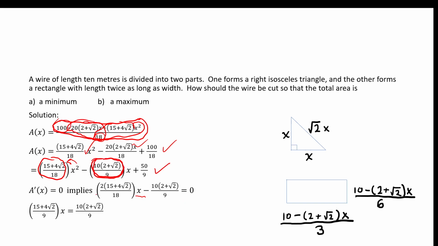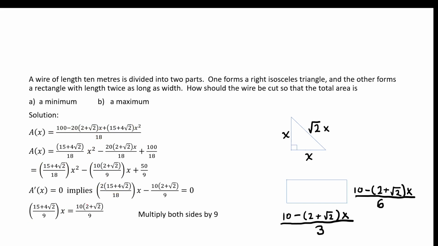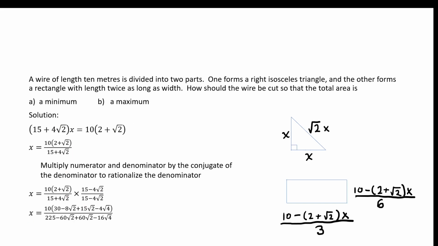And then we can obviously reduce this fraction. Reduce the 2 and the 18 becomes a 1 and a 9. So we get this coefficient times x is equal to this expression right here. Multiplying both sides by 9 gives us this expression. And we can say, therefore, that x is equal to 10 times 2 plus root 2 over 15 plus 4 root 2.